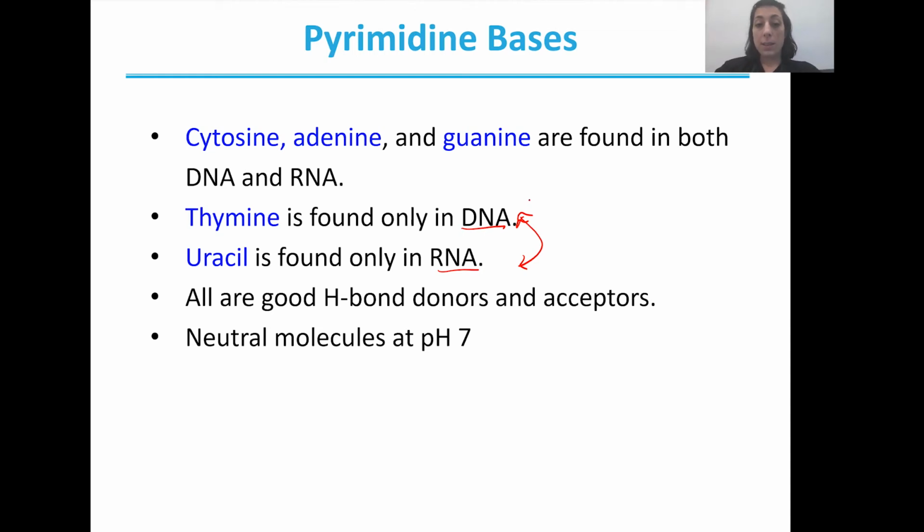The nitrogenous bases themselves are all very good hydrogen bond donors and acceptors. And this is important because the way that our polymers are going to be formed in our nucleic acids are based on these hydrogen bonds. And they're all neutral molecules at a pH of 7. So they do not have a charge on them. That's just the nitrogenous bases themselves, not the phosphate group. And if you remember, we said the phosphate group actually does have a charge on it, has a -2 charge on it at a pH of 7.